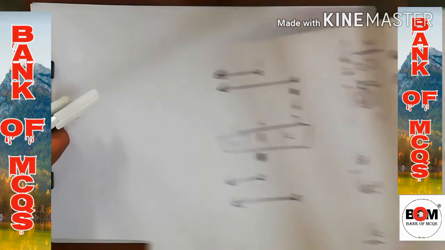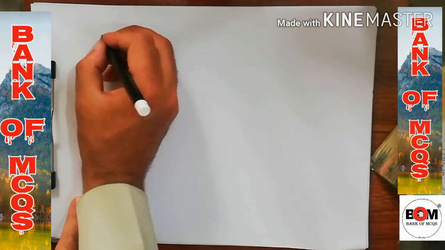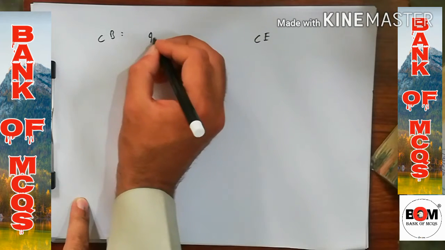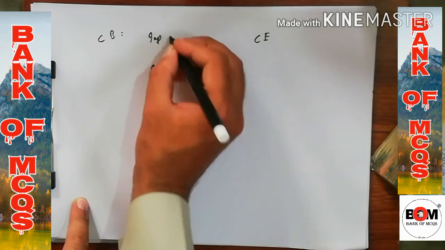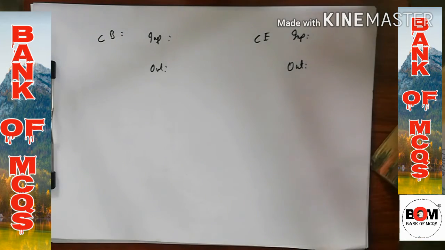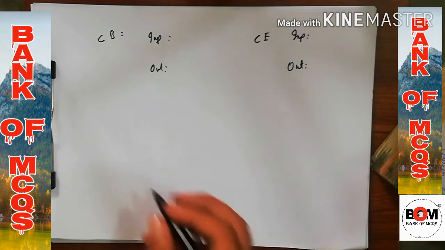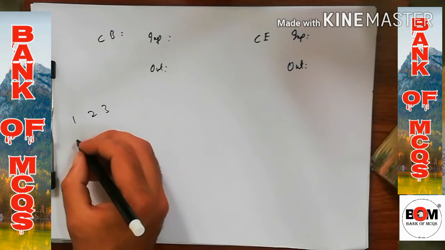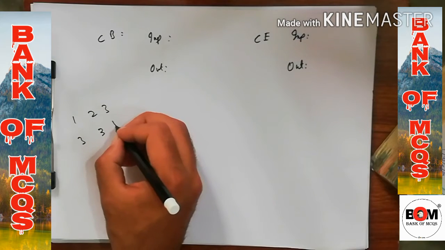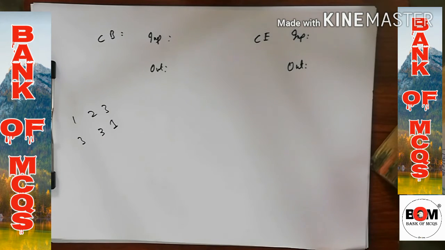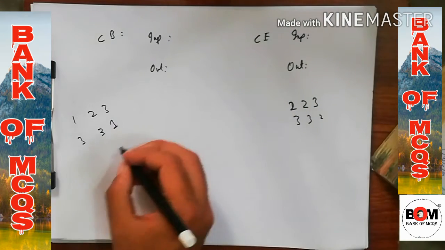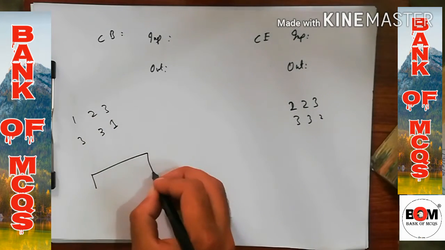So the whole thing says that these are the codes for common base and common emitter. This is input, this is output, again input, output. The code was 1 2 3, 3 3 1 for common base, and 2 2 3 and 3 3 2 for common emitter. Now applying 1 2 3 again.